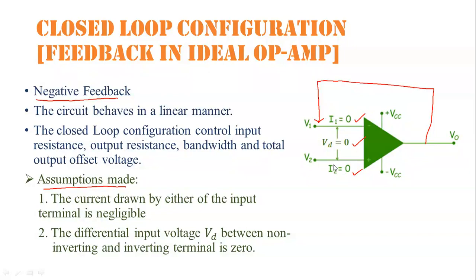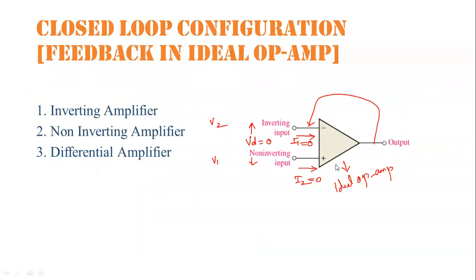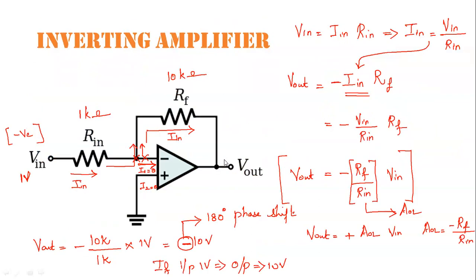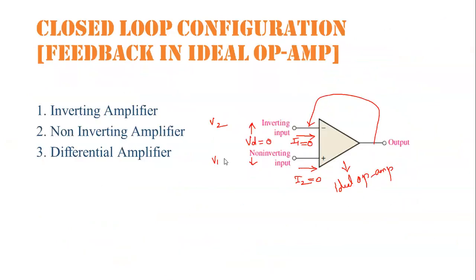These two assumptions we want to take, and we need to perform the analysis. So in closed loop configuration, we will have three types. I mean, we are going to use the op amp as an inverting amplifier or non-inverting amplifier. If both the inputs, V1 and V2, are present, then it will be acting as a differential amplifier. So first we are going to see the inverting amplifier.